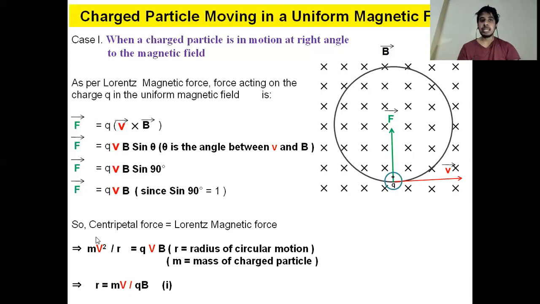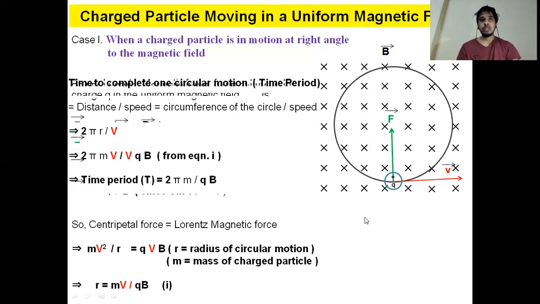where the Lorentz magnetic force will act as centripetal force, that is mv square by r is equal to qvB. So from here we can find r is equal to mv by qB, where r is the radius of the circular motion followed by the charged particle and m is the mass of the charged particle.